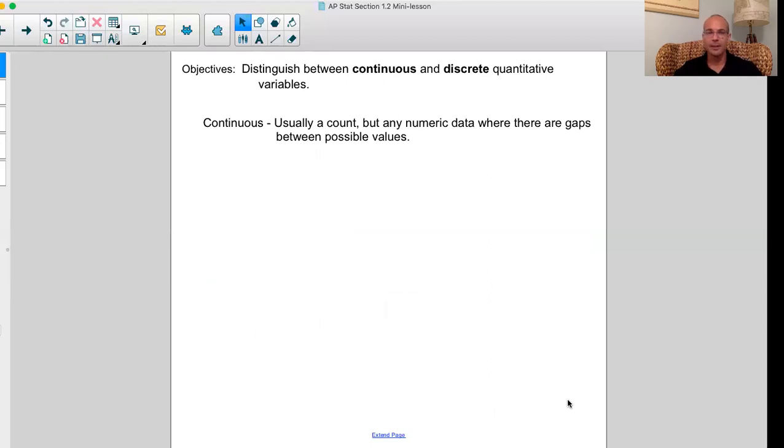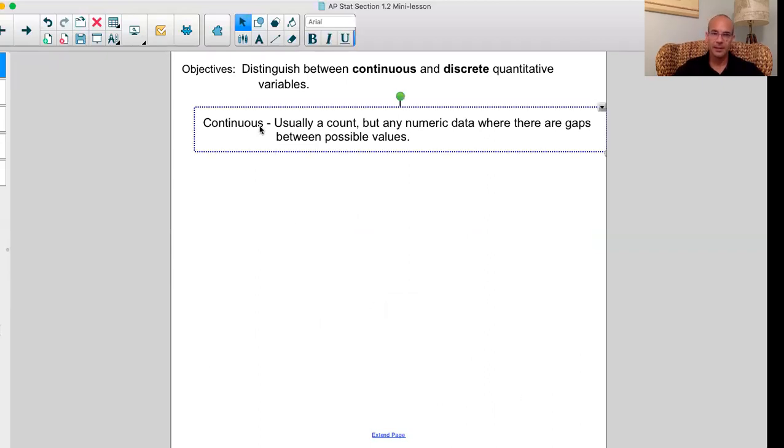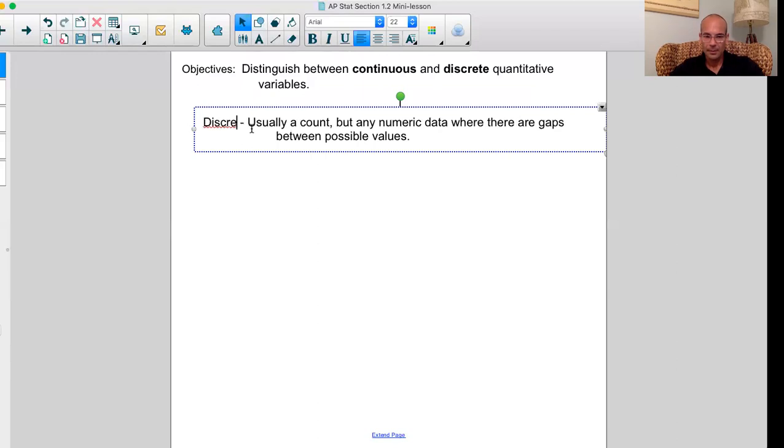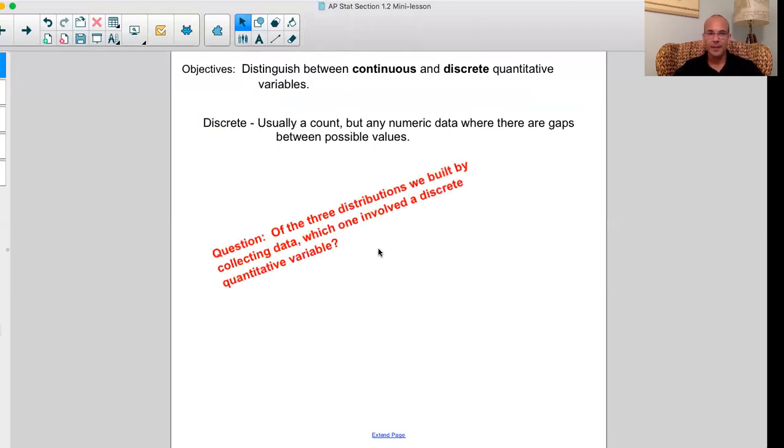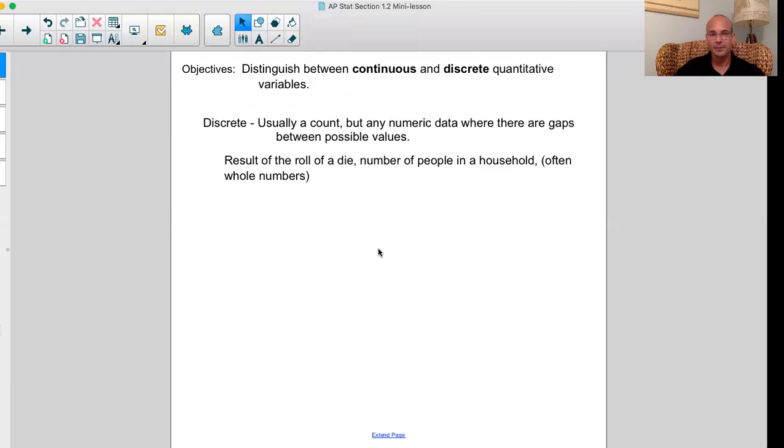Continuous numeric data, it's usually a count. But in general, it's any numeric data where there are gaps. Whoops, I'm sorry, that's the definition for discrete. And I think I do change that later on in the slides, so I'm sorry about that. Discrete data has gaps between possible values. So if I ask which of the 3 distributions that we built today were discrete data, where there had to be gaps between the values we got, that would have been the dice rolling.